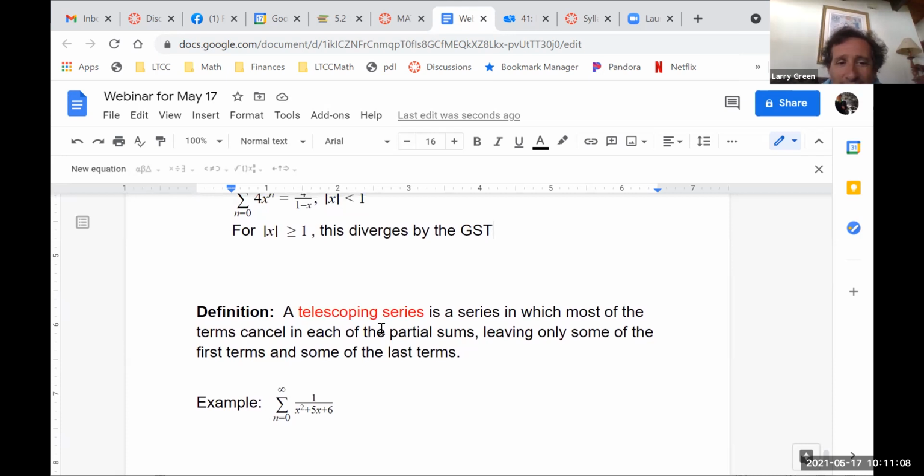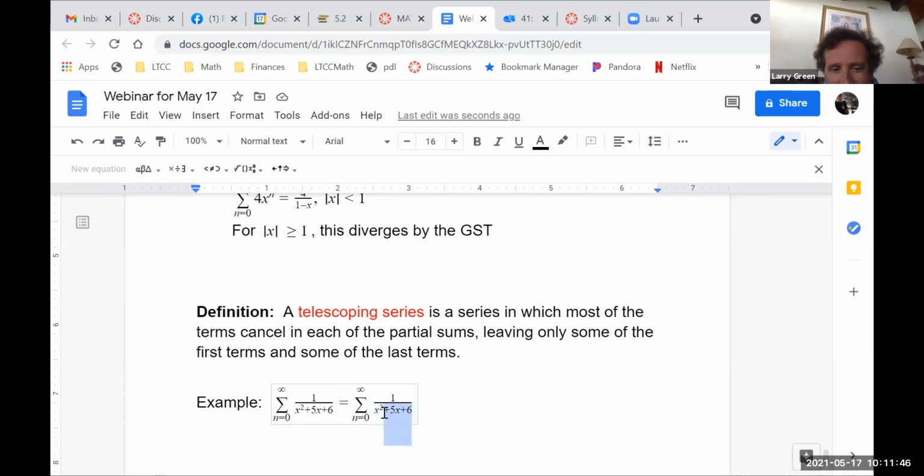And that is a telescoping series: a series in which most of the terms cancel in each of the partial sums, leaving only some of the first terms and some of the last terms. And often that sum could be just one and no last terms. So let's look at this example. The sum from n equals 0 to infinity of 1 over n squared plus 5n plus 6. And the hint is we can't do this without doing some work.